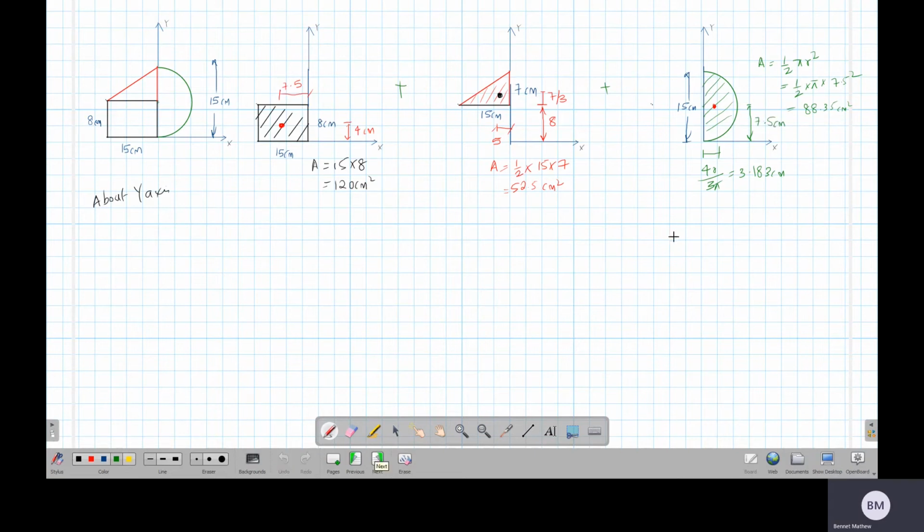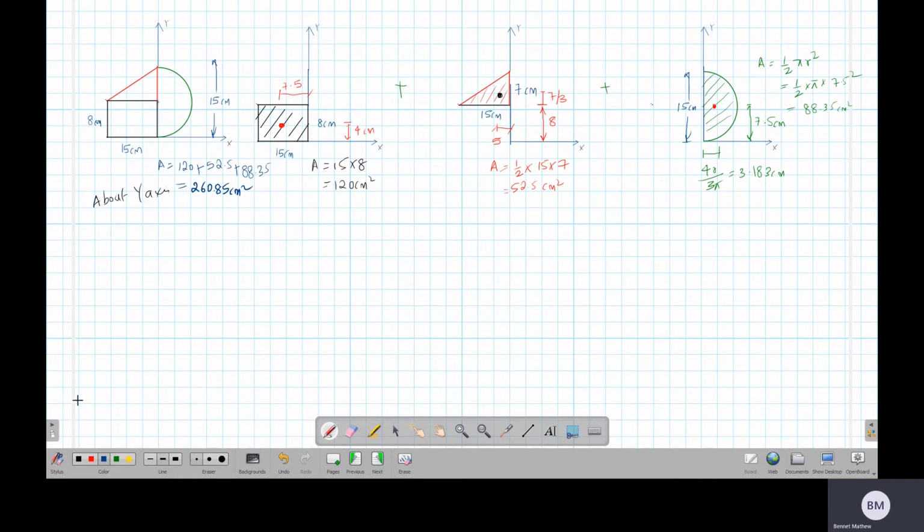Now what we will do, we will consider an axis. So the area of the total figure will be the sum of these three areas. 120 plus 52.5 plus 88.35. So it comes out to be 260.85 centimeter square. So we have the area.